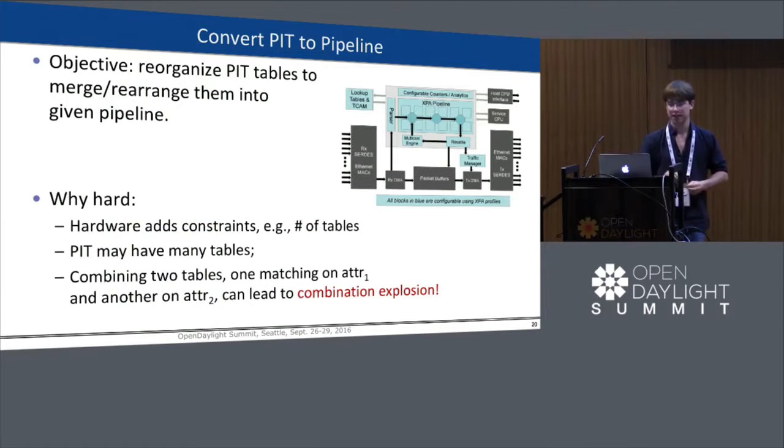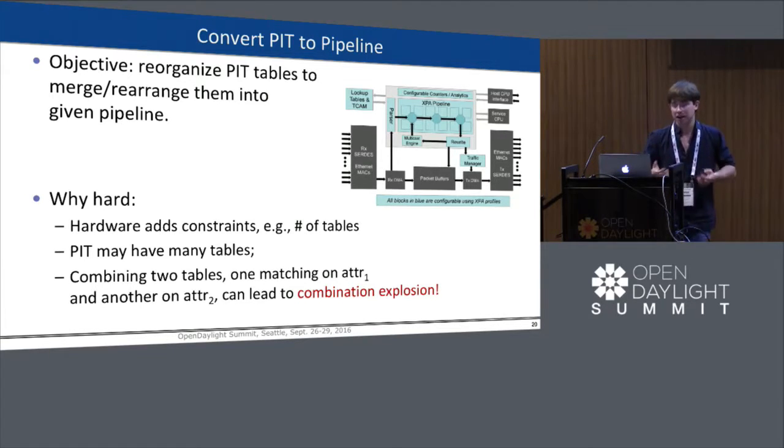Our second insight, converting a PIT to pipeline, involves merging and rearranging them. This handles the fact that most programs produce far too many PIT tables for a given pipeline. Why is this hard? First of all, mapping something to an arbitrary pipeline topology adds a huge number of constraints, such as the number of tables, or such as we can't have a table of such and such size on a particular stage of the pipeline.